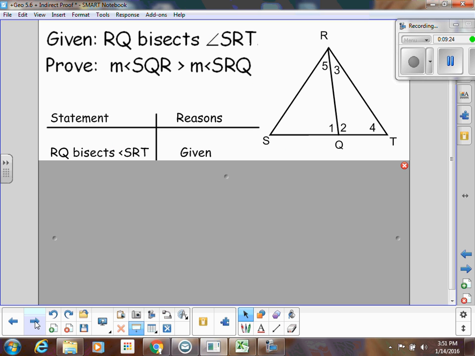So speaking of a proof, let's look at a proof. All right, so we have RQ bisects SRT. That means that angle 5 and angle 3 are congruent to each other. We're trying to prove that the measure of SQR, so angle 1, is greater than the measure of SRQ. So that would be angle 5. So another way of saying this is the measure of angle 1 is greater than the measure of angle 5.